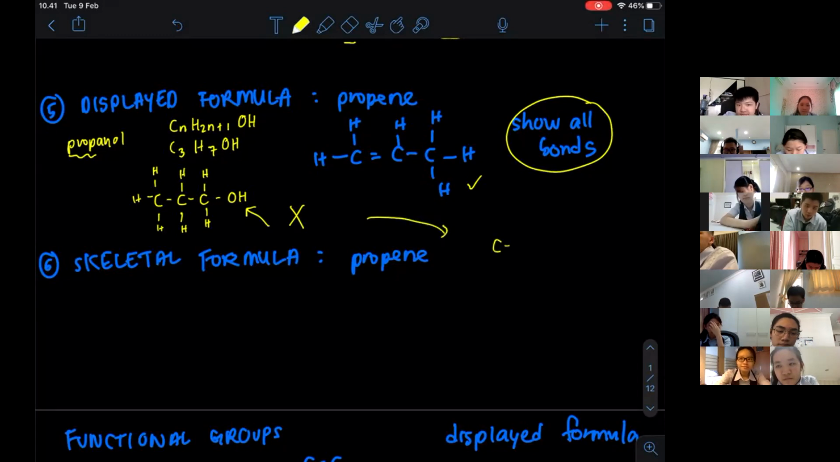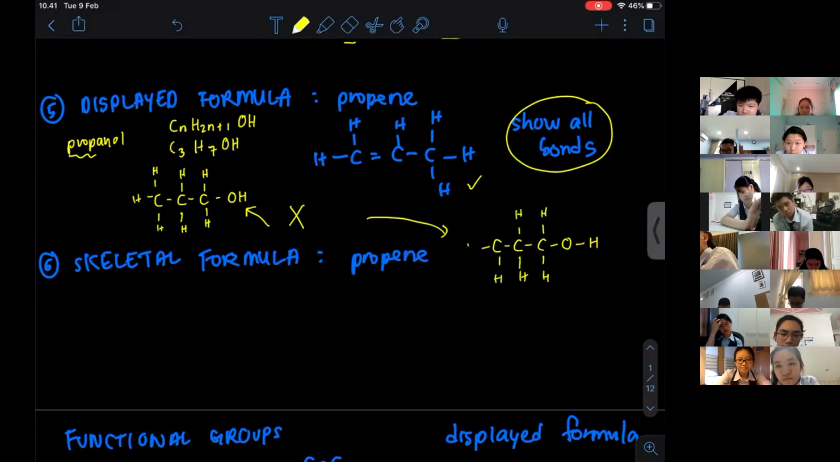I need to show all the bonds. So I need to also show the bonds between O and H over there. And then I need to actually put everything. So this is going to be according to the definition. This is what they say displayed formula. So please be very careful when they ask you to draw the displayed formula.